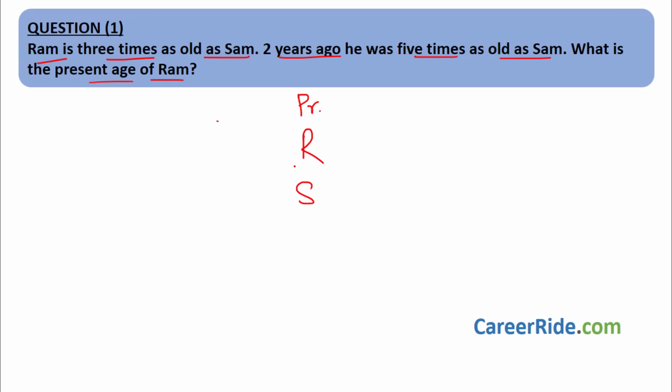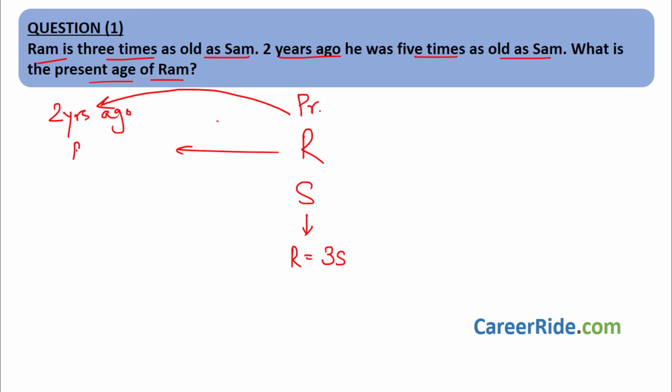Now what they are saying is that Ram is 3 times as old as Sam. So R equals 3S. 2 years ago, let's go back 2 years. What would be the age of Ram 2 years ago? R minus 2, because in 2 years Ram will grow by 2 years, so R minus 2 plus 2 will be R, that would be the present age. So 2 years ago the age of Ram would be R minus 2 and the age of Sam would be S minus 2.